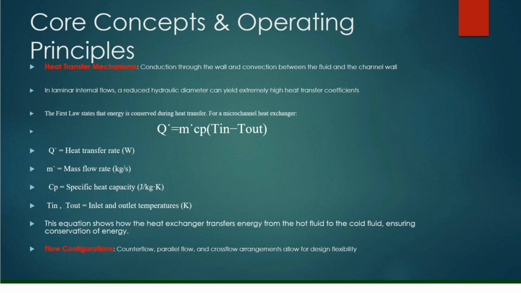In a microchannel heat exchanger, you can calculate the transfer with the heat equation: Q = m Cp (T_in - T_out). Q is the heat transfer rate, how much heat moves. m is the mass flow rate, how fast the fluid moves, and Cp is the fluid's specific heat capacity, how much heat it can carry. T_in and T_out are the temperatures before and after heat transfer.